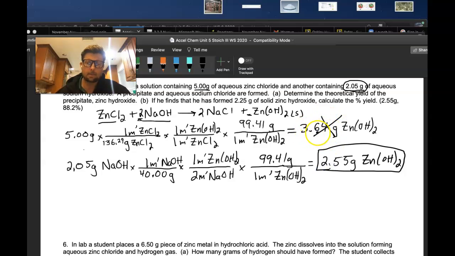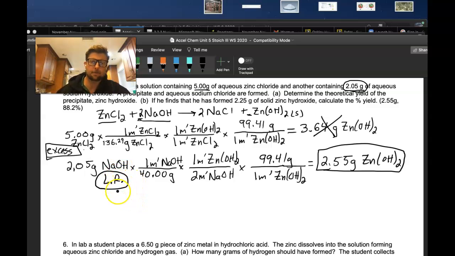That mass would only come if I had a lot more sodium hydroxide. But because we started with 2.05 grams of NaOH and it gave a lower mass of final product, we know that the limiting reactant is NaOH, the one that gives less. So this one, zinc chloride, is the excess reactant. Now, there's going to be some left over.